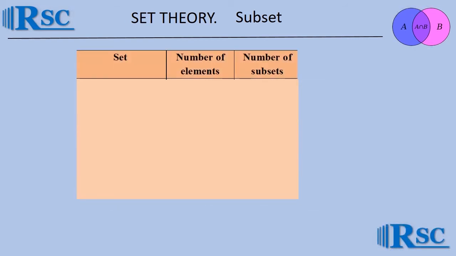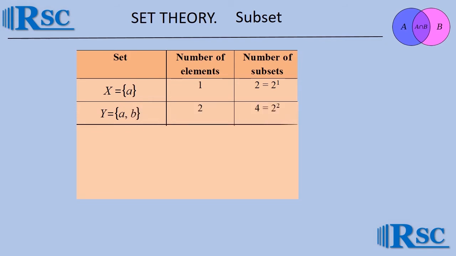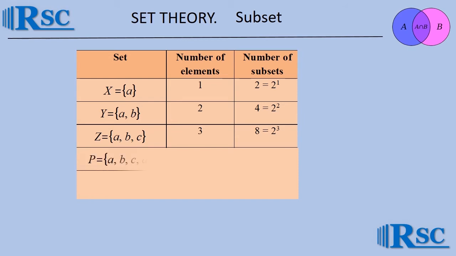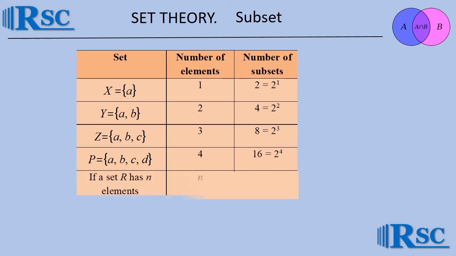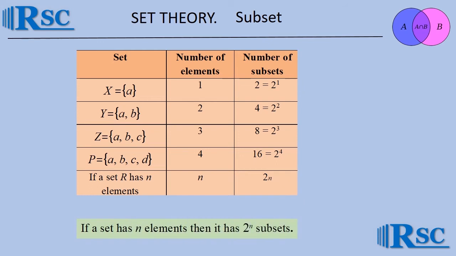So now let us count and tabulate the results of what we just did. First, let's look at X. X had one element, and it had two subsets, or 2 to the power 1 subsets. Now let's look at Y. Y had two elements and 4 subsets, or 2 to the power 2 subsets. Now finally, let's look at Z. Z had 3 elements and 8 subsets, or 2 to the power 3 subsets. And so now we can see a pattern: the number of subsets in a set with n elements is equal to 2 to the power n subsets.